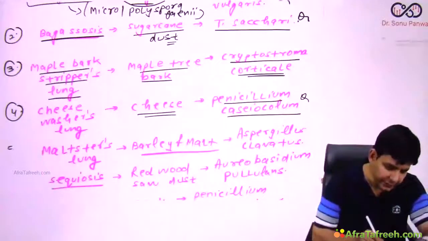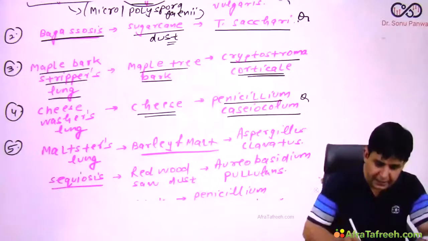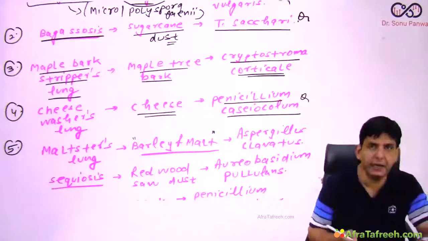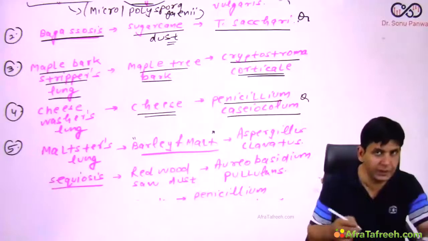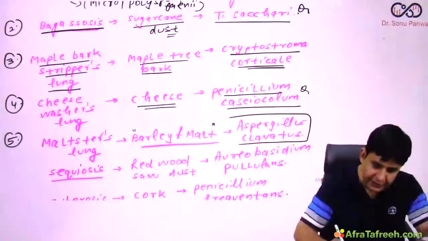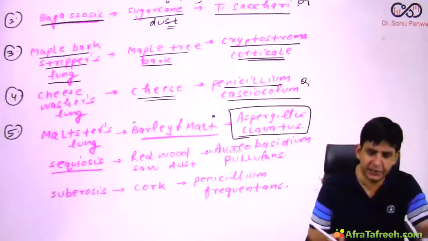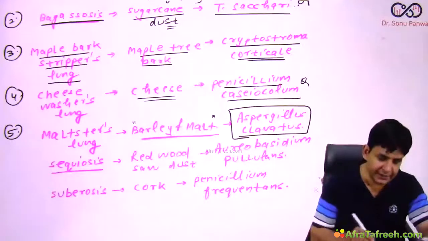Now coming to the fifth one, that is termed as maltster's lung. Maltster's lung happens to be associated with barley and malt, those who work in barley and malt factories. The causative organism for this is Aspergillus clavatus.